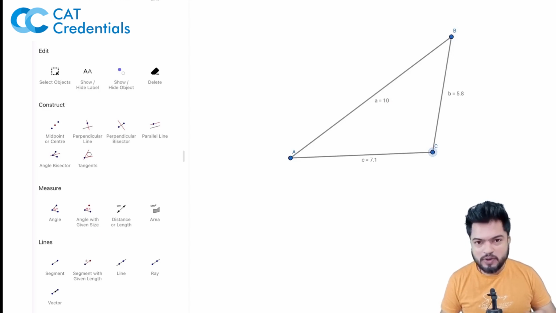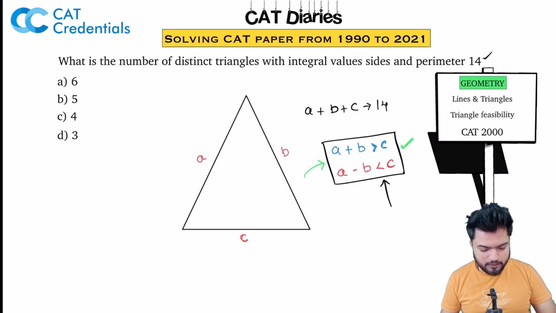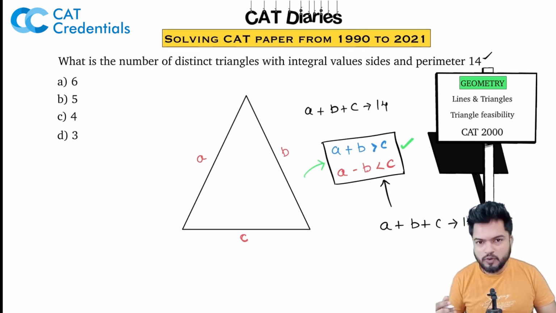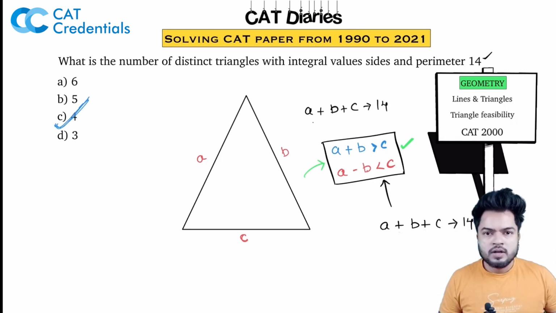Okay, so I hope that this helped you to visualize the reason why we apply this property. Now, since this property is clear, let's get on to our answer. So now here I know that the perimeter of the triangle is 14. I'll start putting in certain values and check if the sum of the two is greater than the third. So let's try some values now.